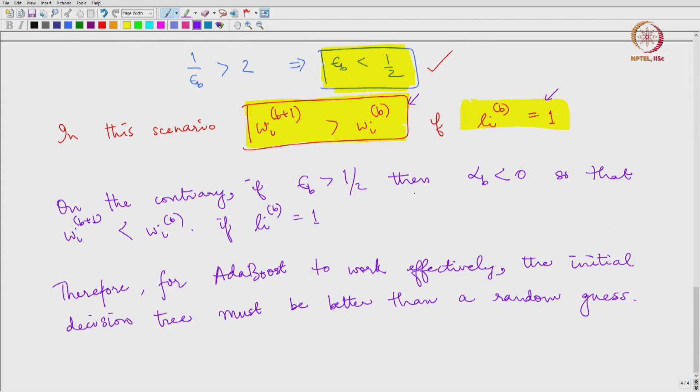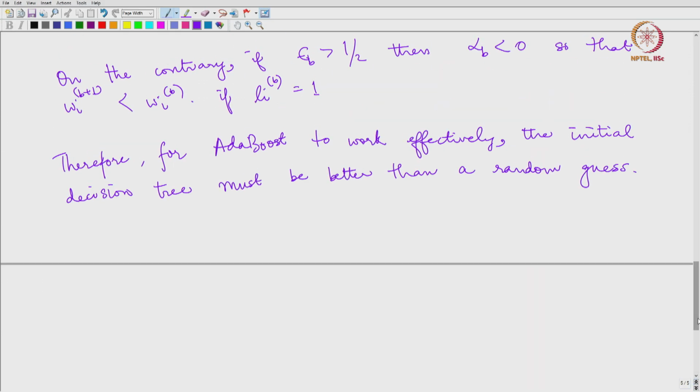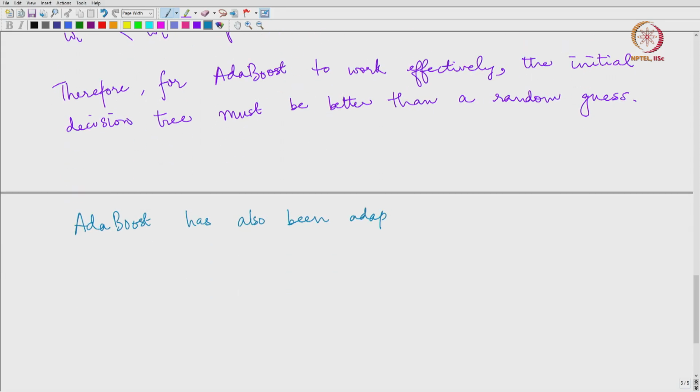Okay. So, now this completes the discussion of the AdaBoost algorithm, and although we have primarily discussed AdaBoost as a classifier, it has also been extended to regression problems where the prediction is given by the weighted median of the trees. Okay. So, that is something you can look up if you are really interested. So, AdaBoost has also been adapted for regression problems.